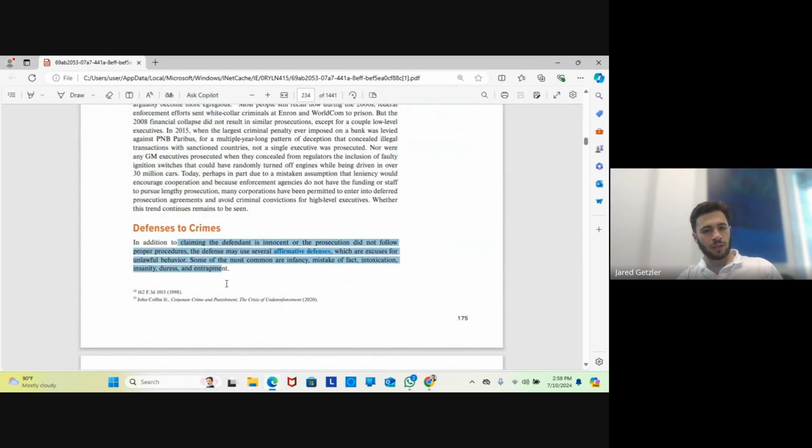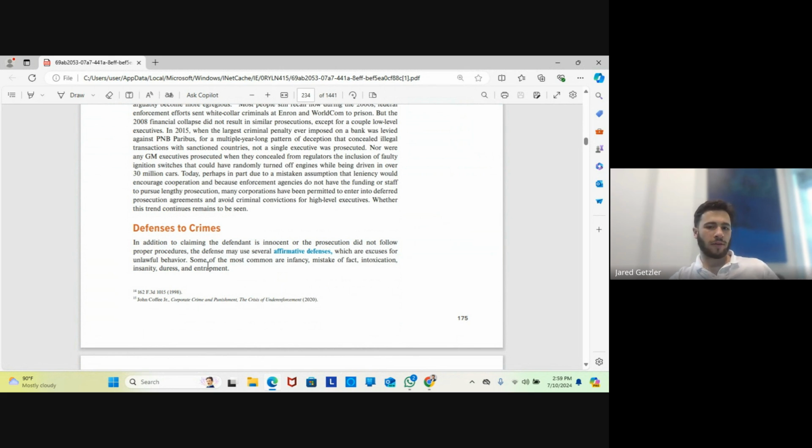So we also have affirmative defenses. That means somebody can make an excuse for their crime. They can argue infancy. Let's say, for example, we have a baby, and the baby gets into the box of matches and sets the house on fire. We're not going to charge the baby with arson because they're a baby. So that would be an affirmative defense for infancy.